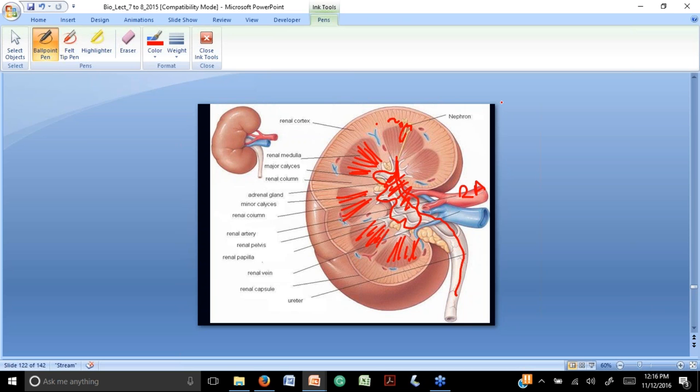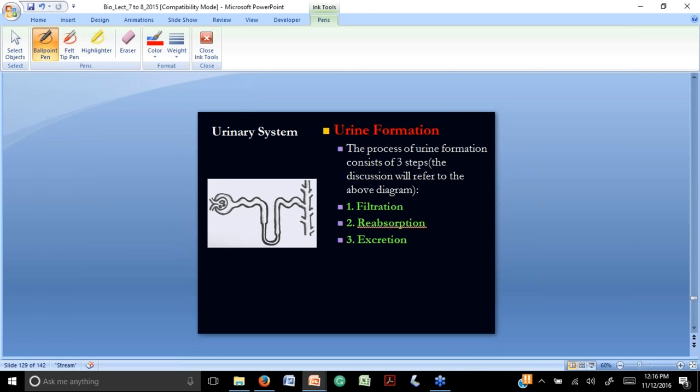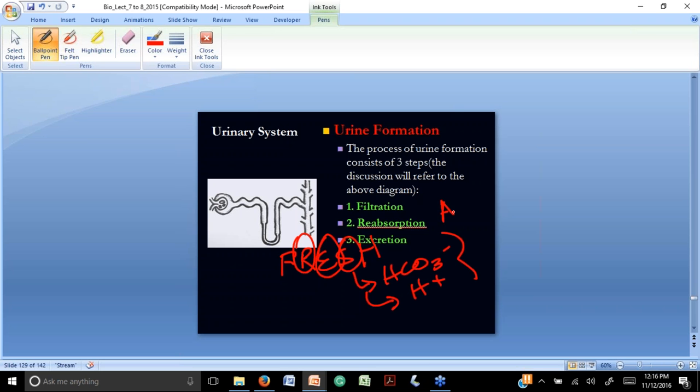Okay, so let's keep going. That is about the kidneys. So remember the functions, right? Filtration. What else? Reabsorption, excretion, secretion. Secretion of what? Bicarbonate. Secretion of hydrogen. That is going to be in the pH, the acid-base balance, so the kidney participates in pH secretion.